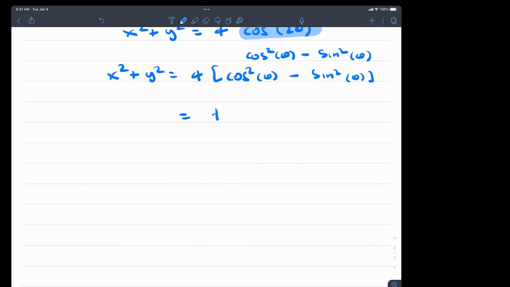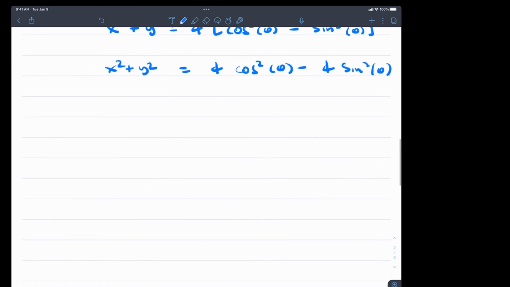So on the right side, it looks like I got 4 cosine squared theta minus 4 what? Sine squared theta. On the left side, I got x squared plus y squared. You know what I think I want to do? I'm going to multiply both sides again by what? R squared. Now, I know on the left, it gives me x squared plus y squared squared. But on the right, you know what it gives me? 4r squared cosine squared theta.